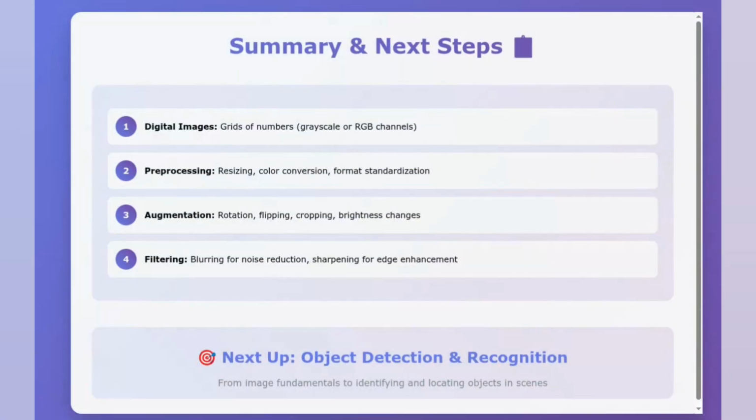Understanding these fundamental image processing techniques is the first step in preparing your visual data for sophisticated AI models. They ensure your data is in the right format and robust enough for training. Next, we'll look at one of the most exciting applications, object detection.